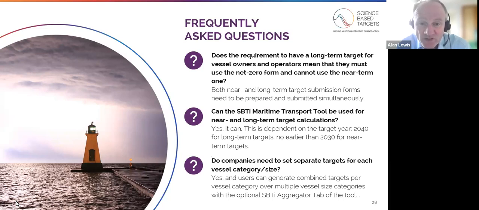And then, do companies need to set separate targets for each vessel category and size? The answer to that is yes, unless you're a customer of maritime transport and don't have a breakdown of the actual vessel category sizes, which is again a scenario we'll look at in a minute. Certainly for operators, we're expecting companies to build their corporate target bottom up, vessel category by vessel category, and then you have again the option of the aggregator tool to pull all that together. So if we can click on again, please.